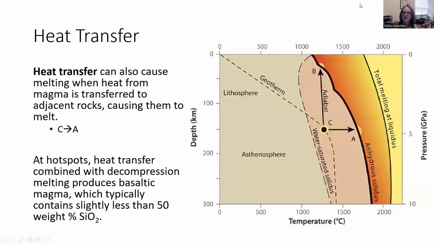All right, so going back to our figure, say we're starting at rock C, heat transfer means the temperature is increasing. So you'll go from C to A, eventually you'll cross the solidus and that rock will start to melt. This is very common at hotspots, right? Because hotspots are where you get those mantle plumes, those magma plumes. And typically the magma produced here is relatively mafic, right? There's less than 50% silica there.